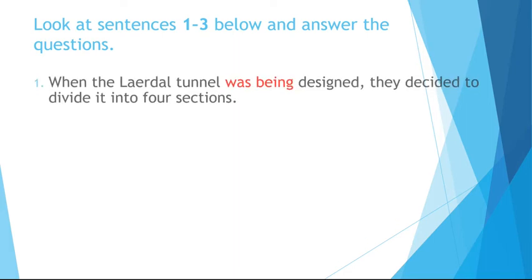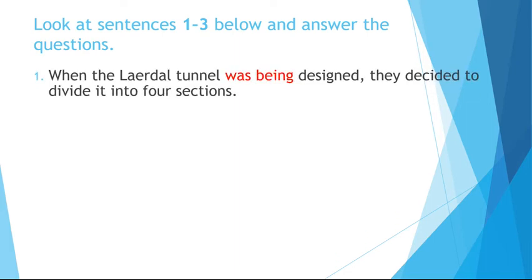In the following three sentences, we'll have a better look at the different tenses of the passive voice. Let's read this example. When the Lardale Tunnel was being designed, they decided to divide it into four sections. I hope you got the tense here. Look at the tense, was being designed. What tense do you think it is? It's past continuous. Was being designed.